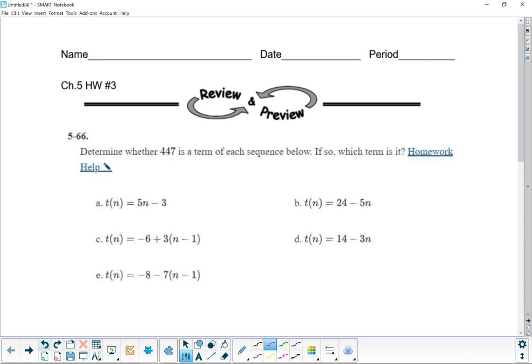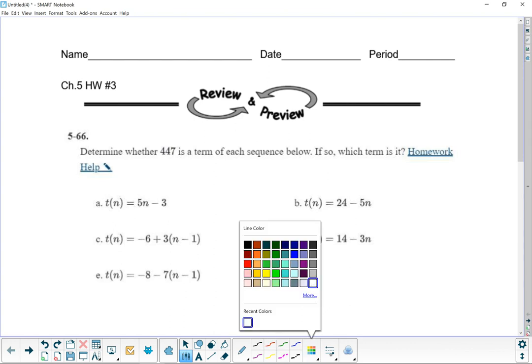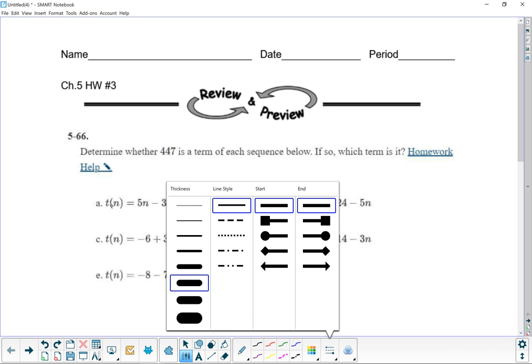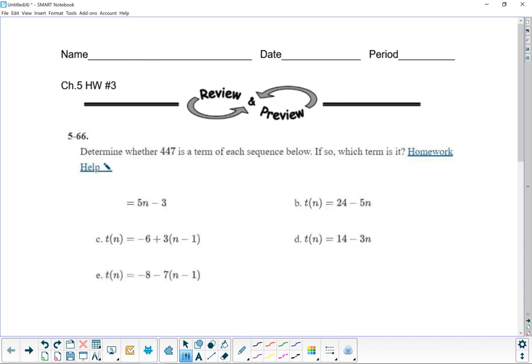So I'm going to go ahead and substitute 447 into each of these. I'm going to start with part A. I'll get rid of that t of n and write down 447, and then see if it comes out to be a real number. To solve this, I'm going to add 3 to both sides. 447 plus 3 makes 450, and these cancel, so that's going to equal 5n.